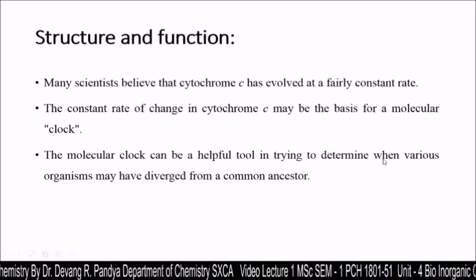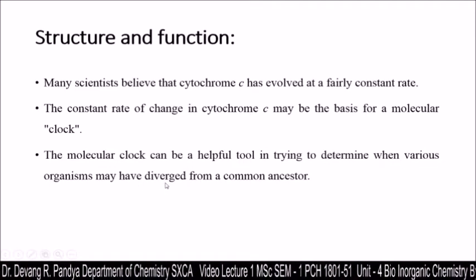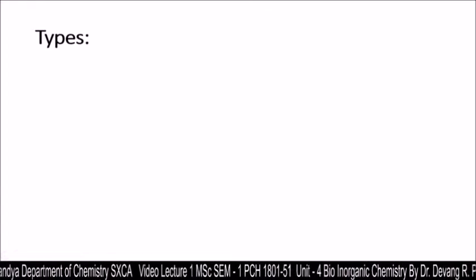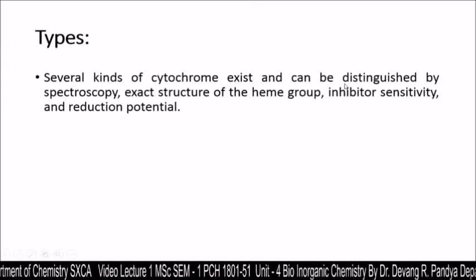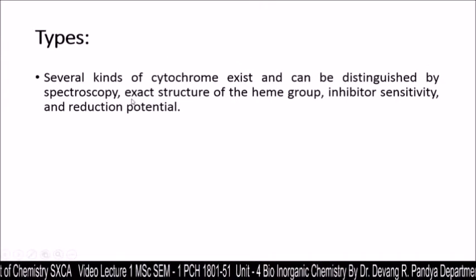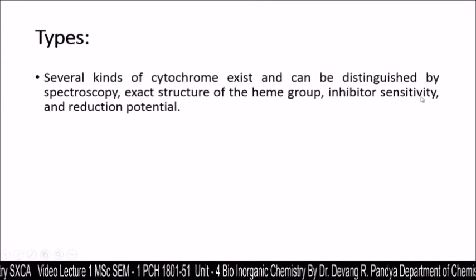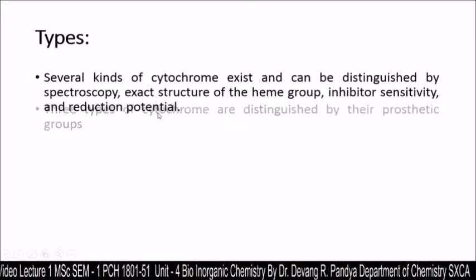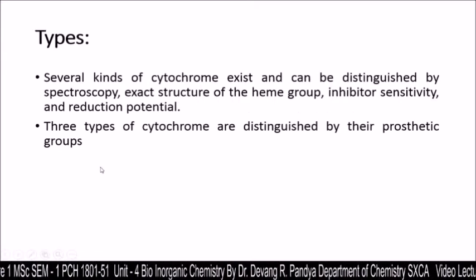Tool in trying to determine when various organisms may have diverged from a common ancestor. The type of cytochromes. Several kinds of cytochromes exist and can be distinguished by spectroscopic structure of the heme group, inhibitor sensitivity, and reproduction potential. Three types of cytochromes are designated by their prosthetic groups.